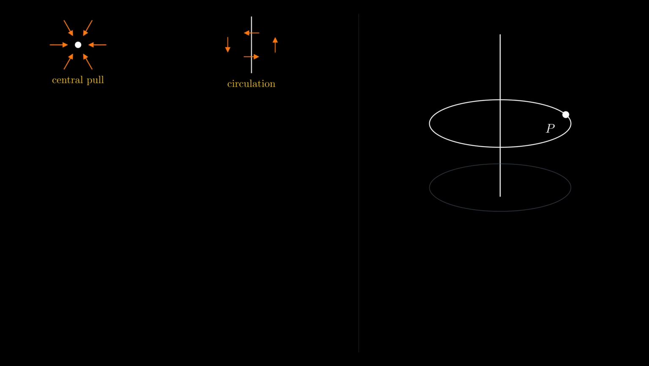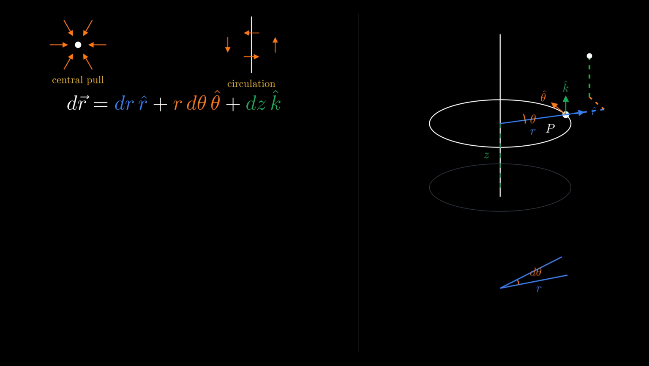Some forces ignore Cartesian axes. A pull toward a central point or a push that circulates around an axis singles out radial and angular directions, cylindrical territory. Locate the body by its distance r from the axis, its angle theta, and its height z. The line element now has three pieces: a radial step, dr along r hat, an arc step, r d theta along theta hat, and a vertical step, dz along k hat.